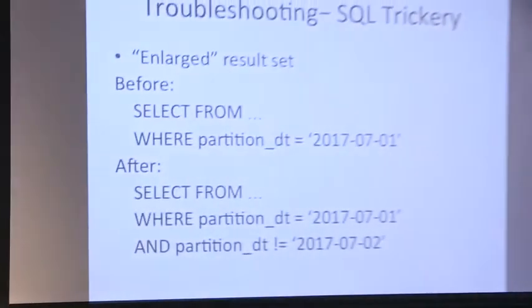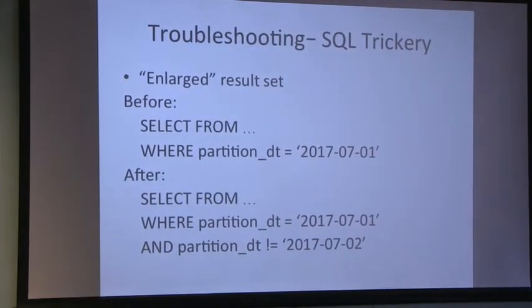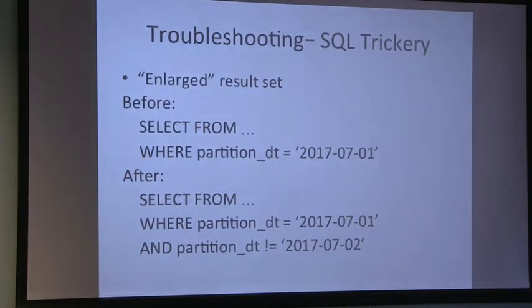So that's the reduced data set. What if you want to do the opposite? Well, in this case, it's selecting against a partition table, right? And it's doing partition elimination. And the way it's doing that is specifying a partition date of July the 1st of 2017.